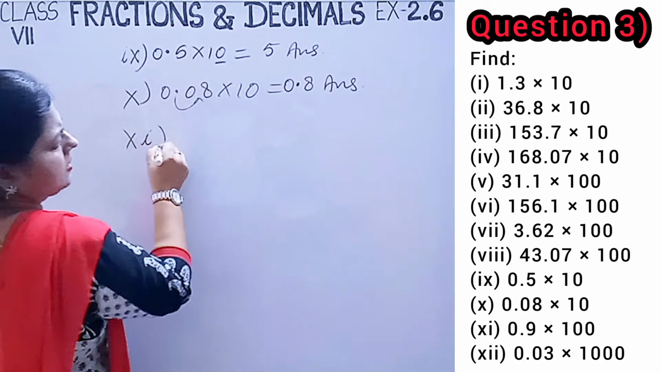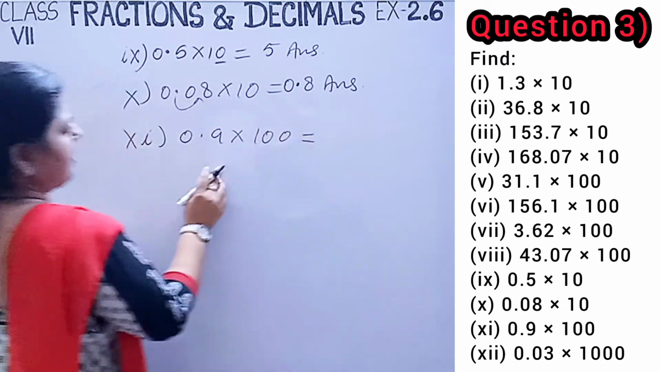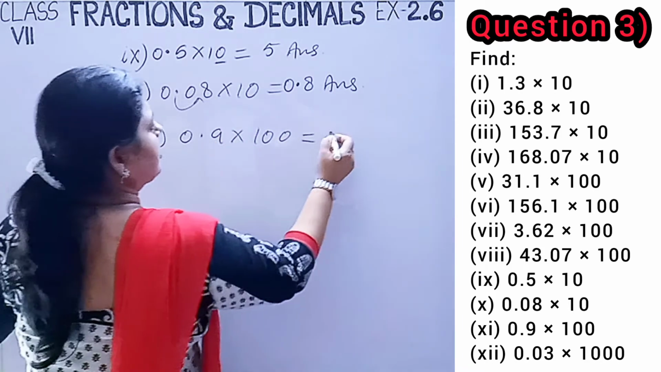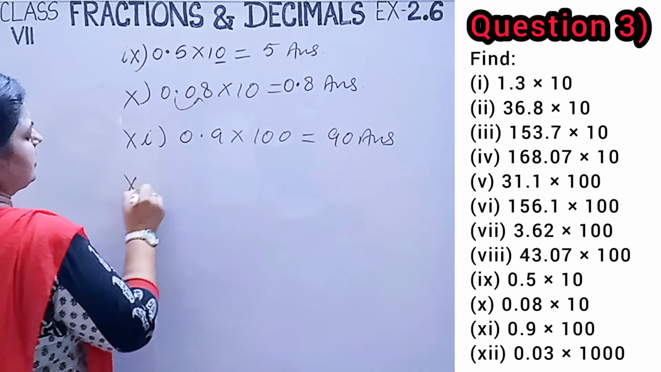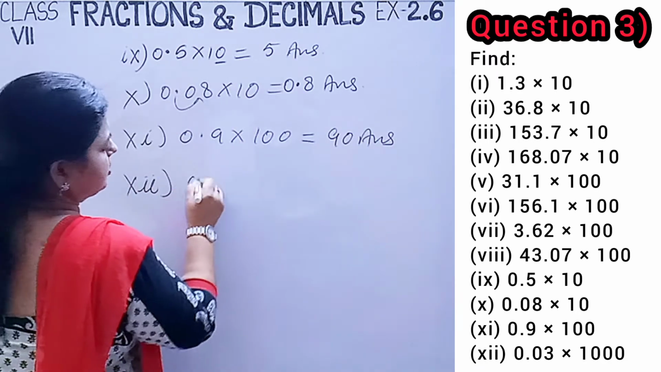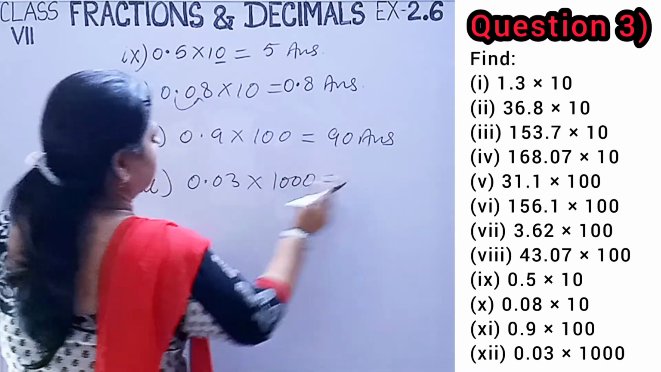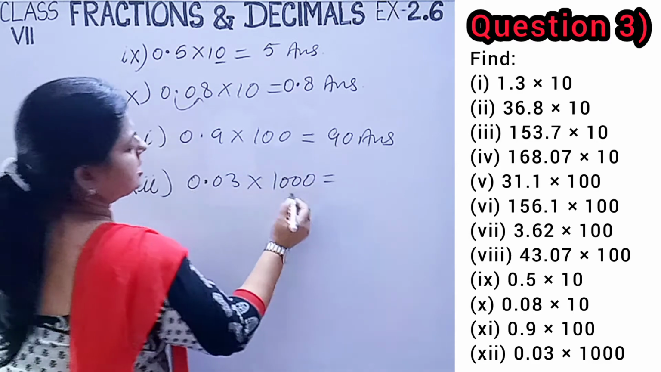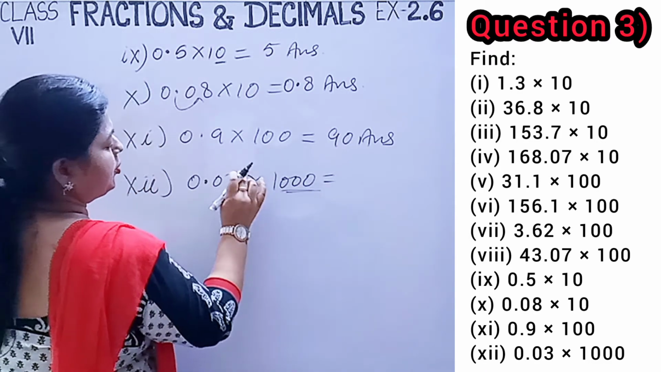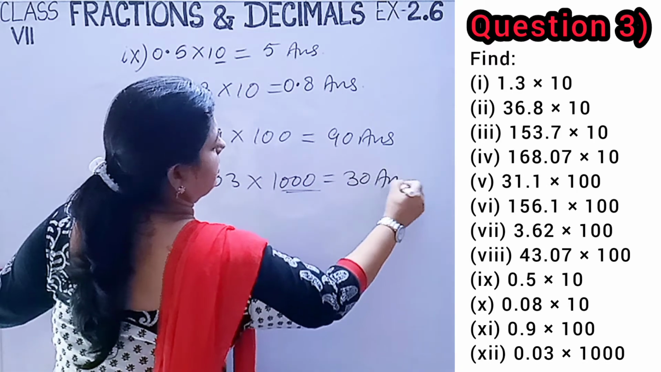11th part. 0.9 into 100. So we have to put one extra zero to find answer. 90 answer. 12th part. 0.03 into 1000. See here, 2 digits after this decimal and here 3 zeros. It means we have to put one more zero here. 30 answer.